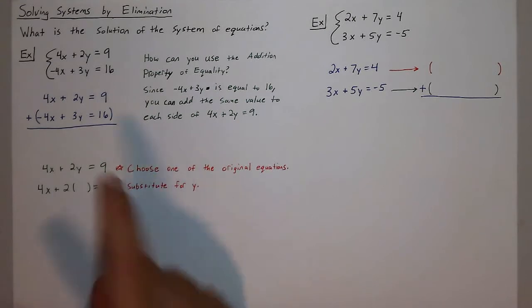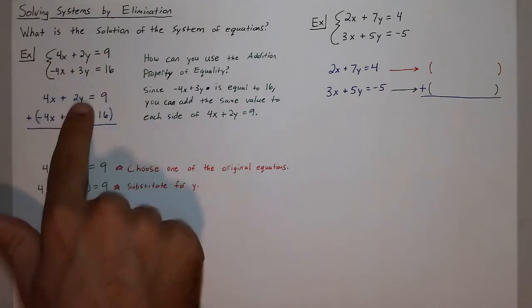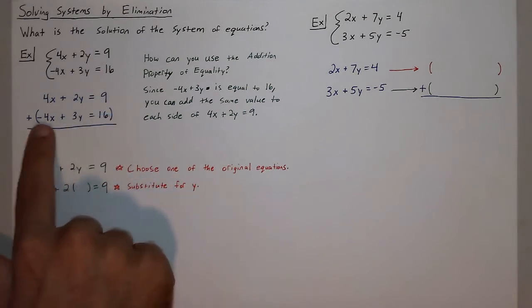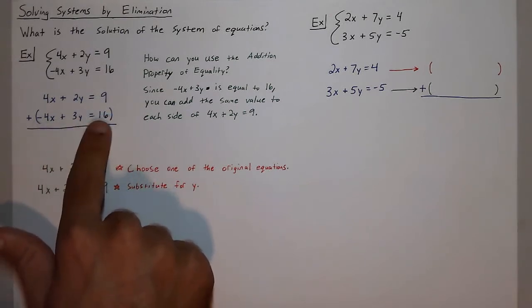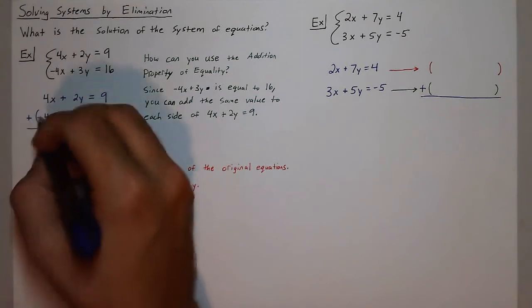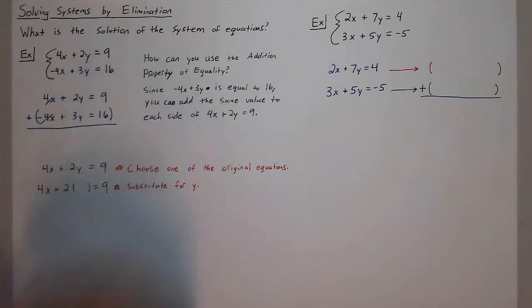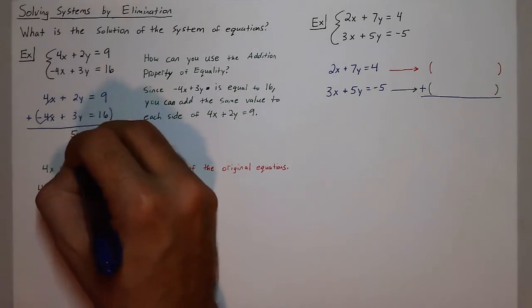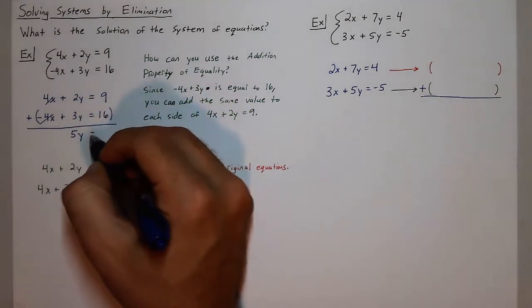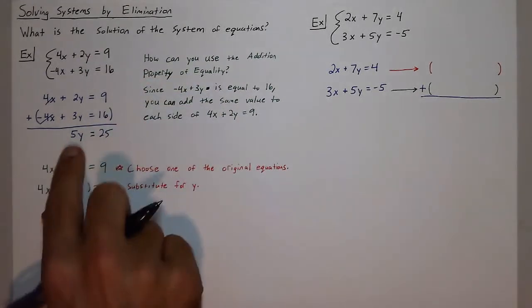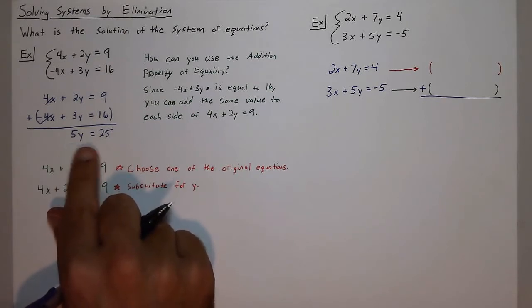So what we're doing is we're taking 4x plus 2y and we're adding 16 to both sides of the equation. Since negative 4x plus 3y is equal to 16, that's essentially adding 16 to both sides. But as I add them together, 4x plus negative 4x cancels, giving me 0x. 2y plus 3y is 5y, and 16 plus 9 is 25. And now I have a simpler looking equation, which is 5y equals 25.